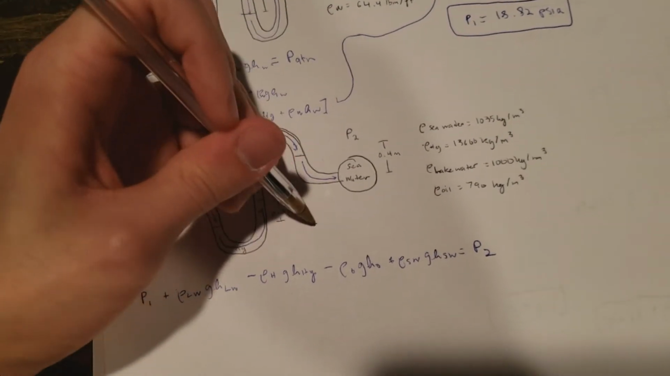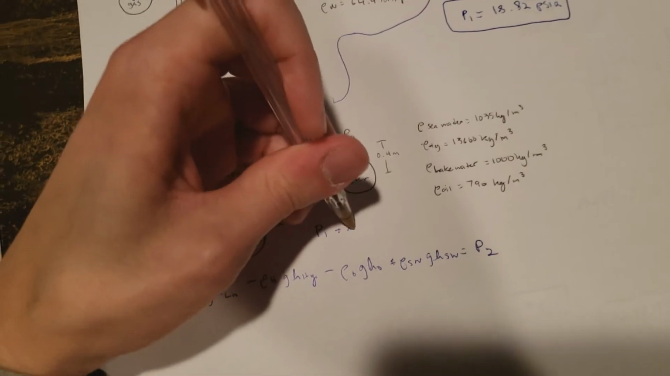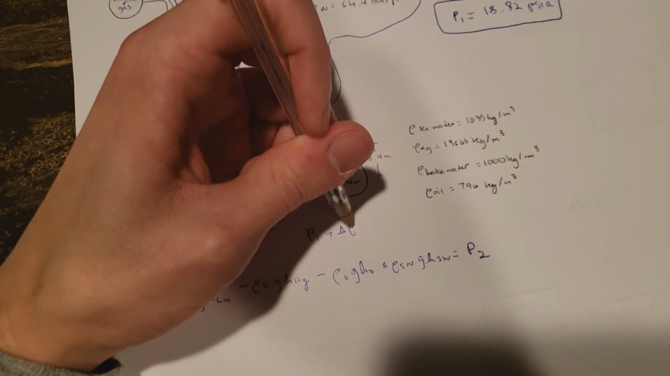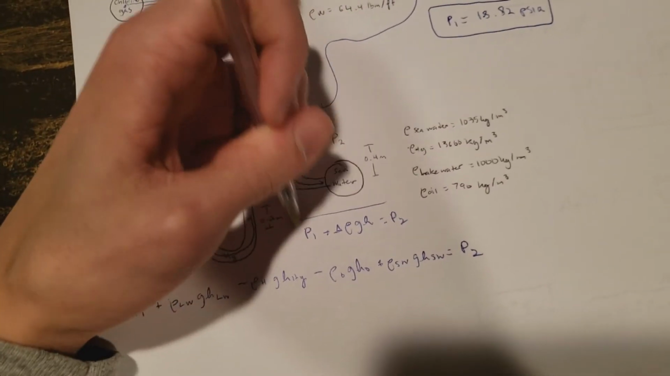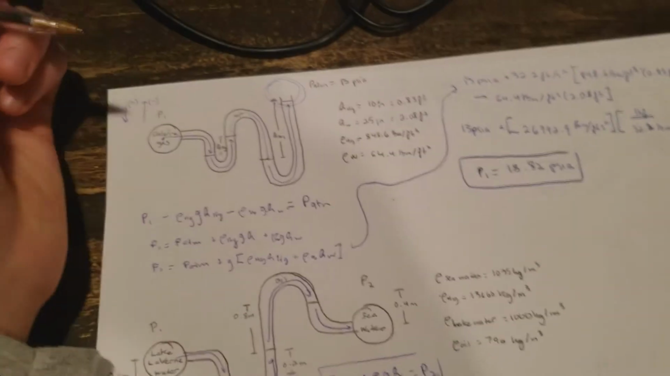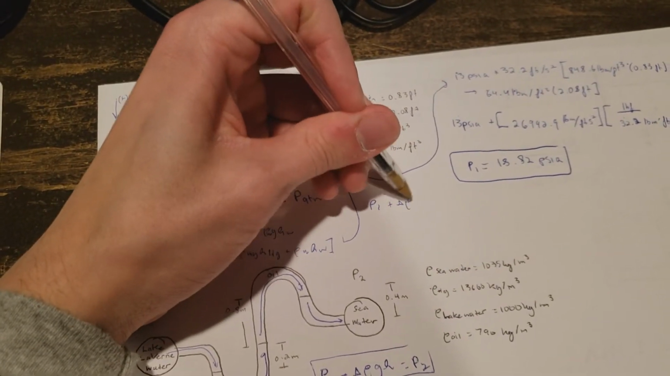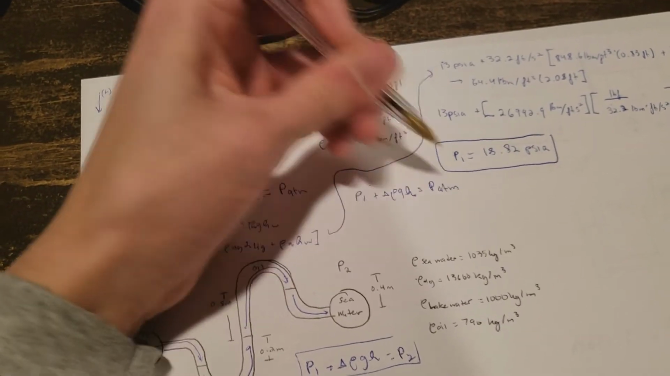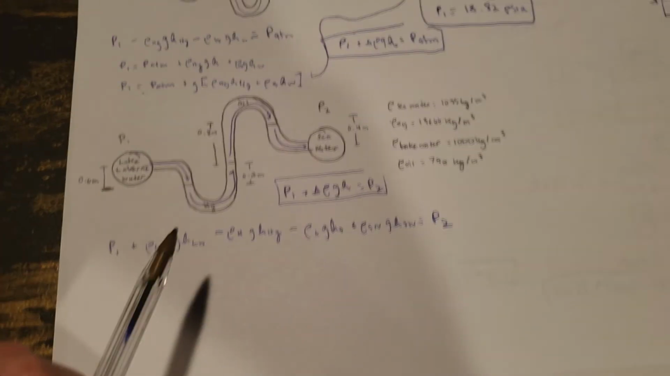So really the equation that you have to remember, if you ever see a system like this, is pressure 1 plus the sum of rho g h is equal to P2. And in the previous problem, it's going to be the same thing: the sum of rho g h is equal to P atm. If you can remember these equations, you'll be set on the exam.